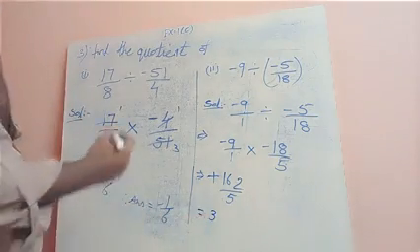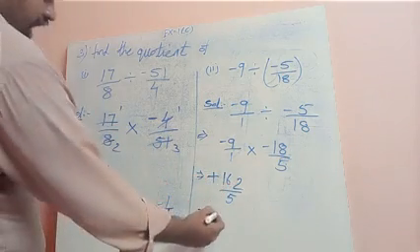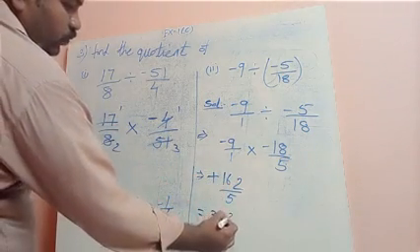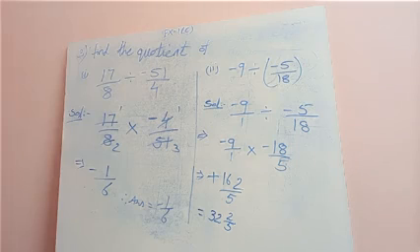The balance is 1. 1 and 12, 12 is 2 times. The balance is 2 by 5. The answer for the sum is 32 2 by 5. This is about the reciprocal of the fraction.